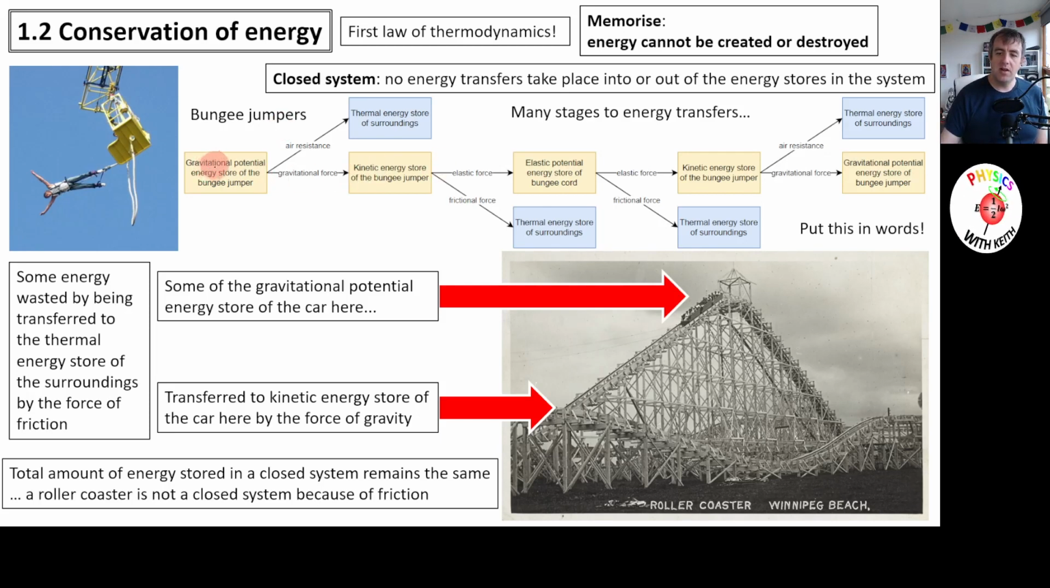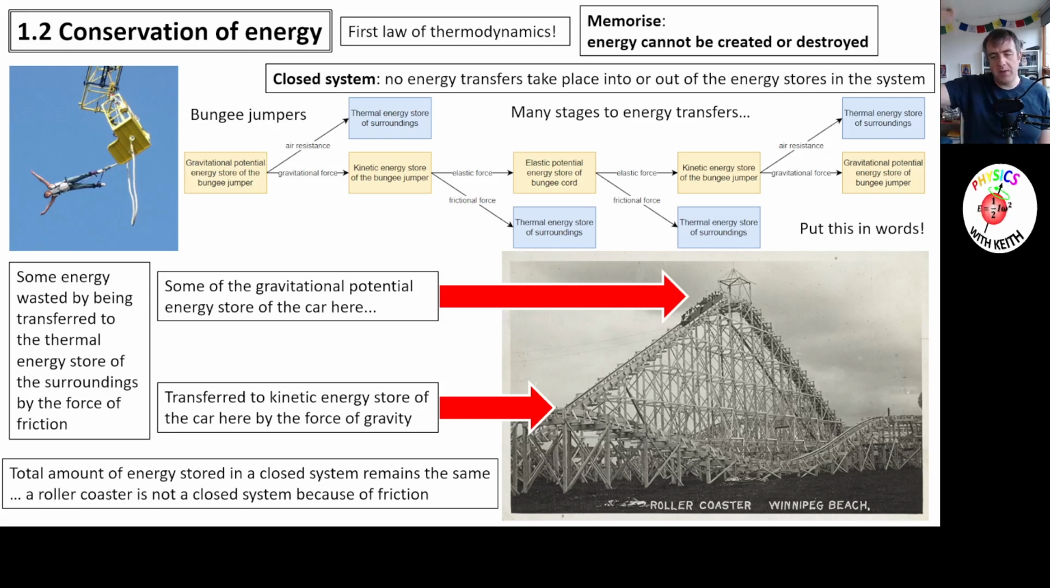The bungee jumper starts up high, so they have a gravitational potential energy store full of energy. Well, not full, that's the wrong word. There is lots of energy in the gravitational potential energy store of the bungee jumper. They then allow the gravitational force to accelerate them downwards, increasing the amount of energy in their kinetic energy store. As they are moving, I'm not happy with these arrows. I think this air resistance arrow should come off the kinetic energy store arrow. It's not a perfect diagram.